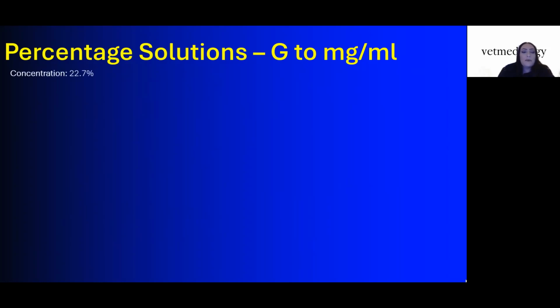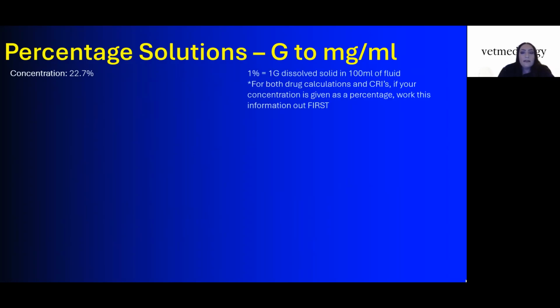So this is going to be for Baytril. Concentration is 22.7%. So 1% is equivalent to 1 gram dissolved solid in 100 mils of fluid. For both drug calculations and CRIs, if your concentration is given as a percentage, work this information out first. So a 22.7% solution equals 22.7 grams per 100 mils.